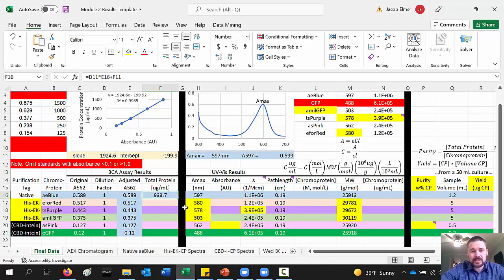What this is telling you is that for the native AE blue sample that we purified with AEX, that had an absorbance of 0.589, which correlates to a total protein concentration of 933.7 micrograms per milliliter. And I can trust that result because that absorbance falls right in the middle of my standard curve. Okay? So I can be pretty confident in what that's telling me.